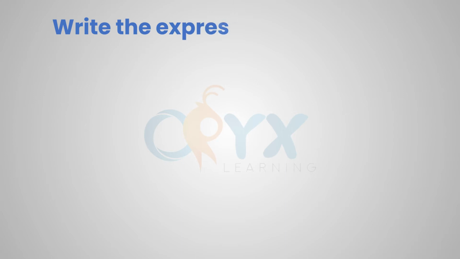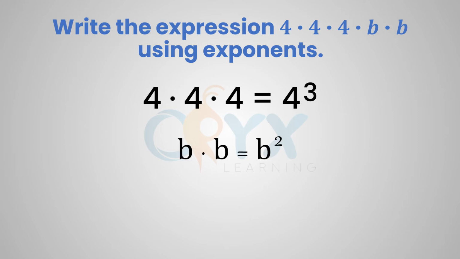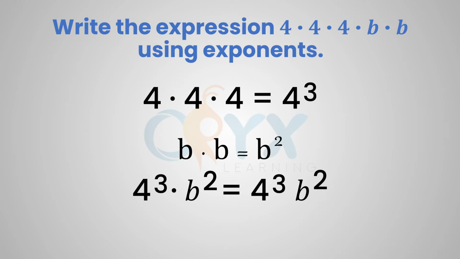Write the expression 4 times 4 times 4 times b times b using exponents. Well, if we look at the 4s, the 4 occurs 3 times, so we're going to use that base 4 with an exponent of 3 for the 3 times that it shows up. The base of b shows up twice, so we're going to write that as b squared. If I multiply them back together, 4 to the third times b squared, that's 4 to the third b squared, our final answer.